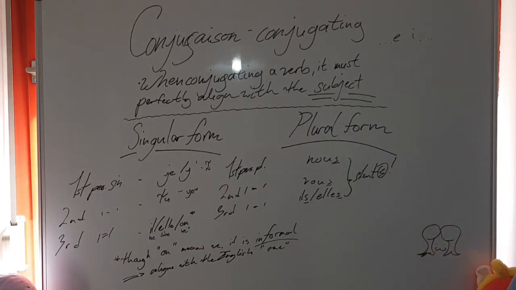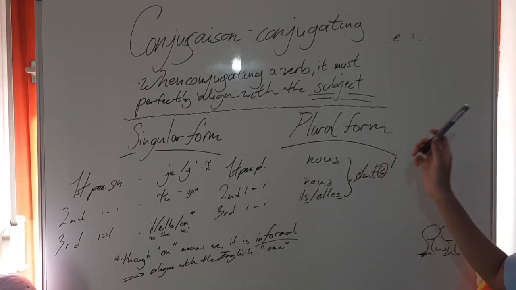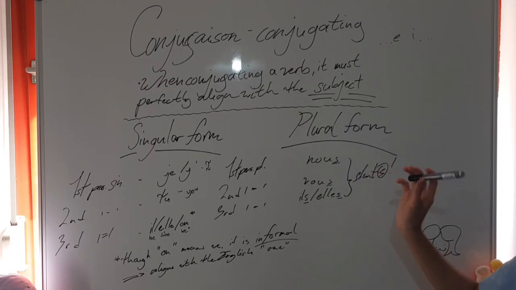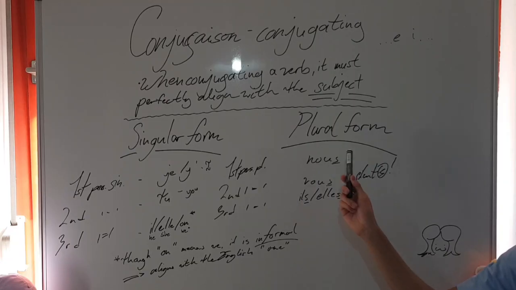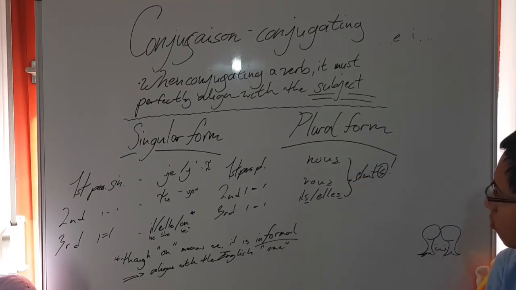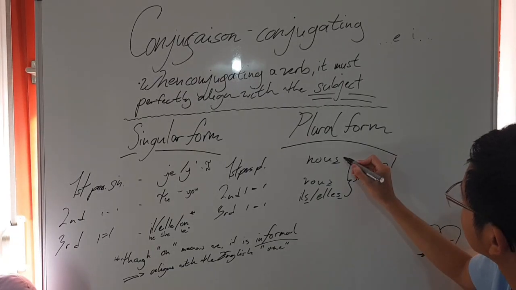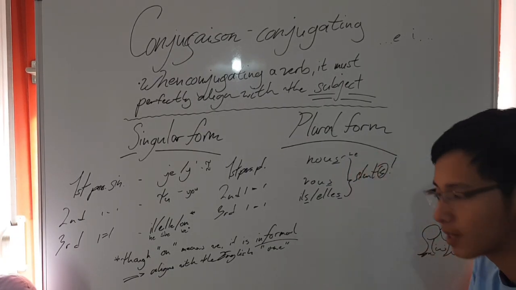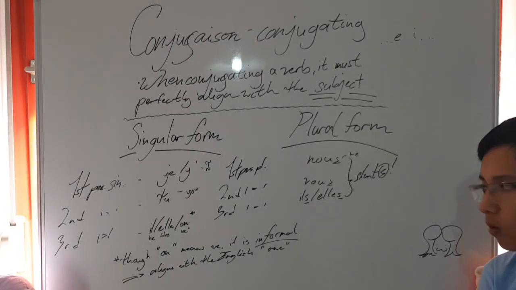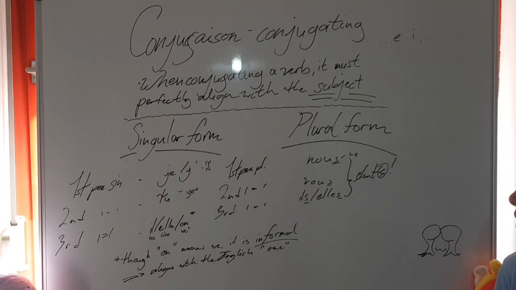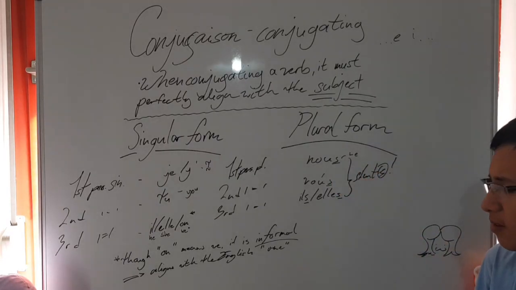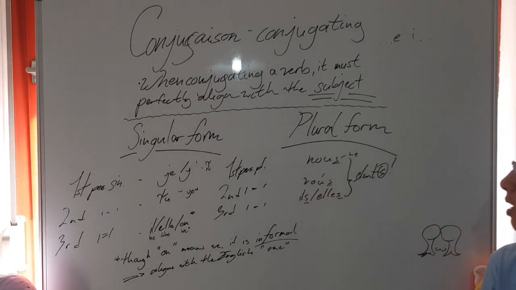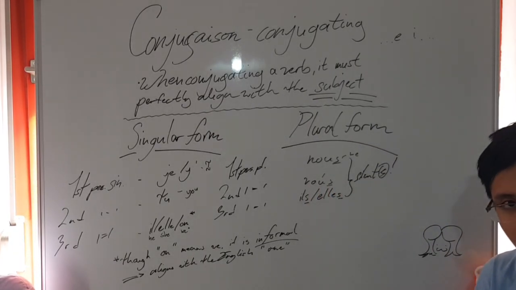But anyways, we'll move on to the plural form. Now in the plural form, we also have three types. The first person plural is called nous, which is the formal way of saying we in French. Now nous means we. I forgot to write it down, sorry. And then the second person plural, we have vous, which means you, but in a plural sense. It's like saying you all, basically.